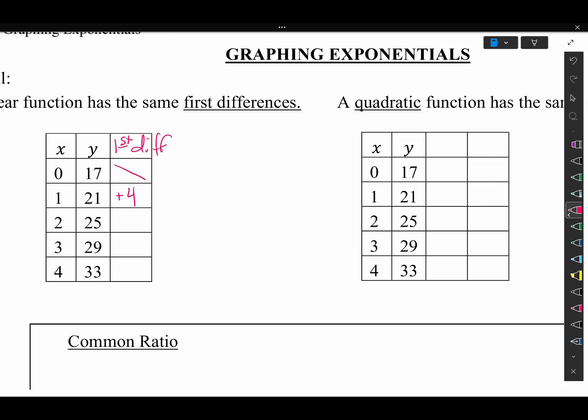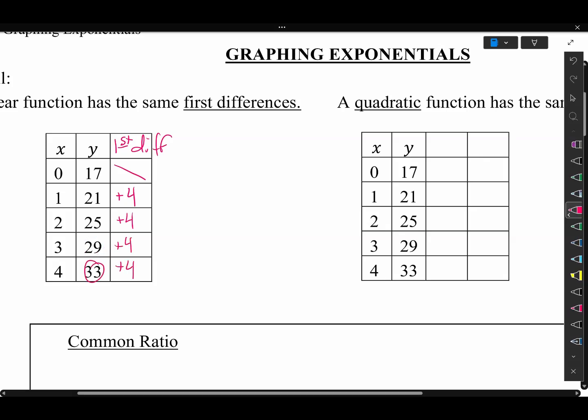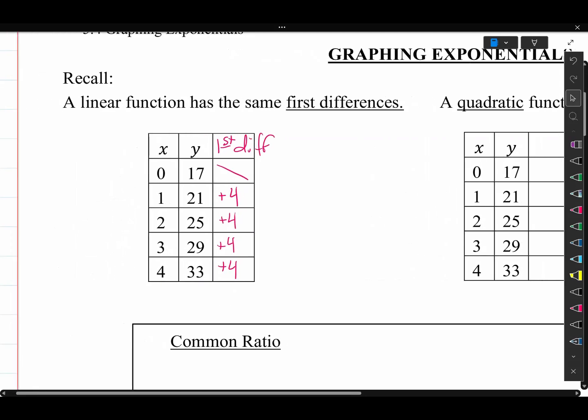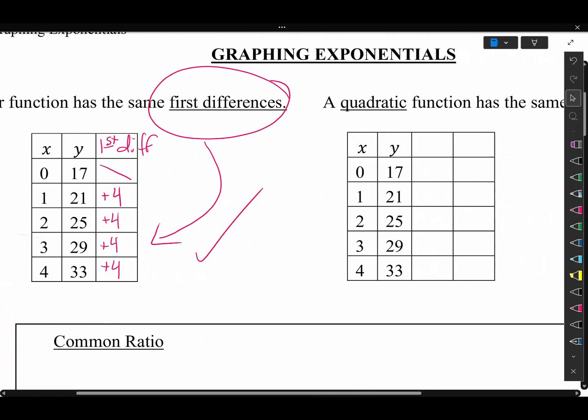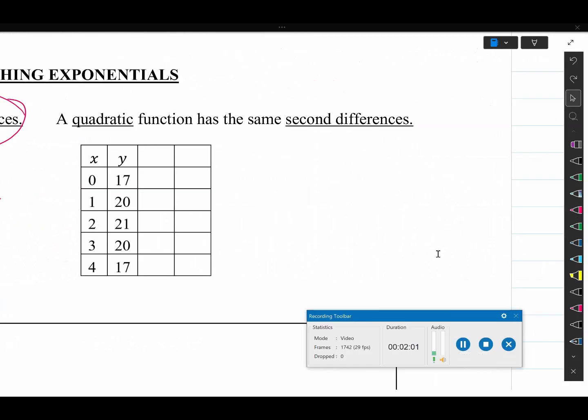And then this 25, where did it come from? From 21, it went up 4. So our first difference is plus 4. Same thing, 29, we're going up by 4. Same thing, 33, we're going up by 4. Now, if you have a linear function, then your first differences will all be the same. So we have ourselves a linear function. Great job, us.